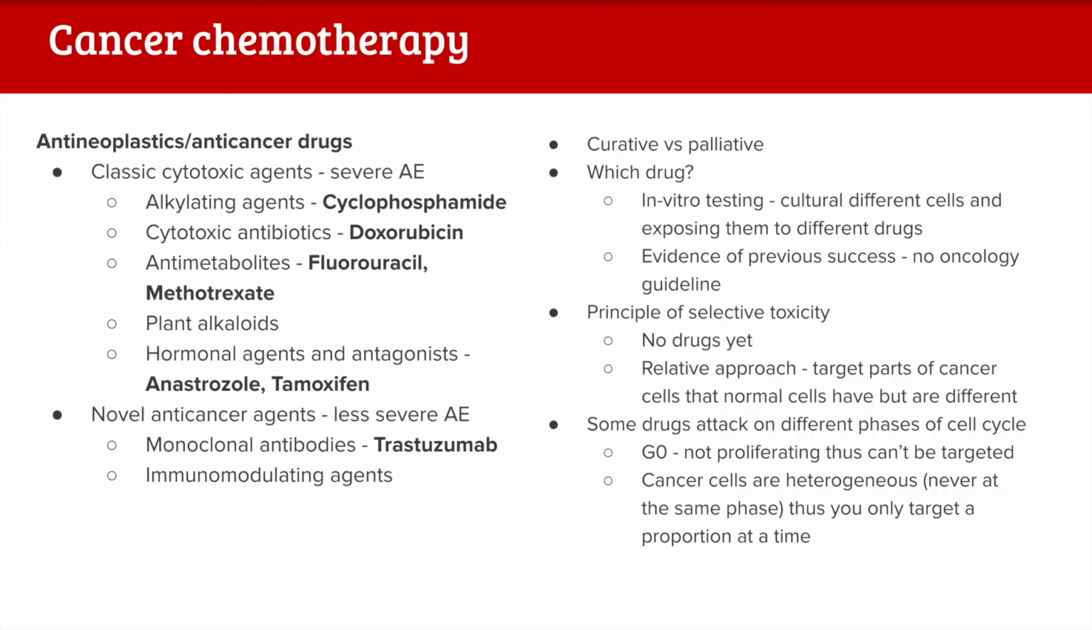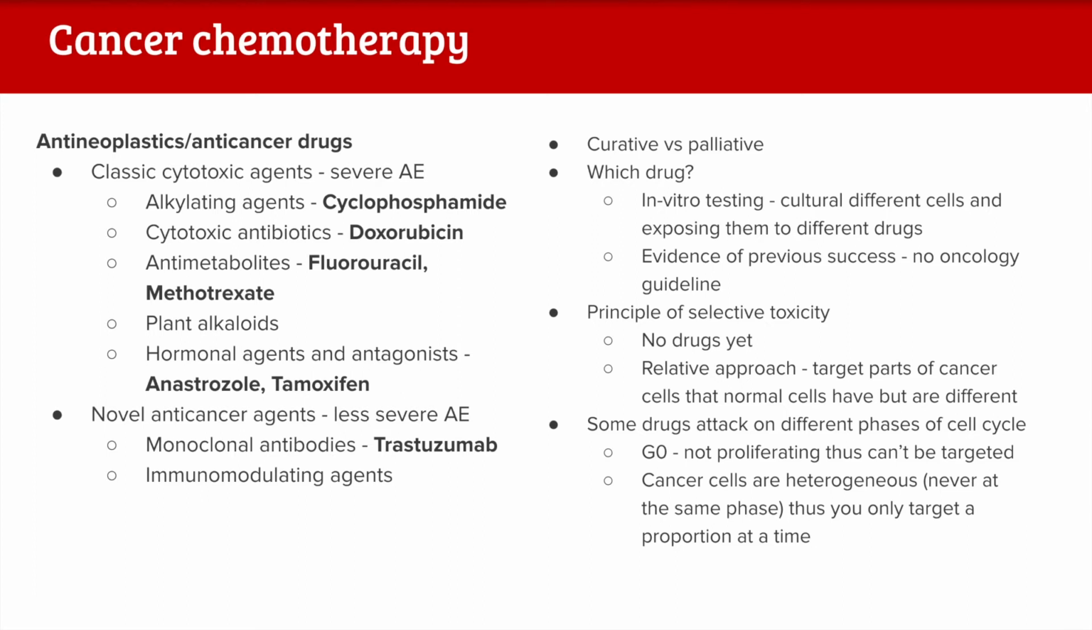So cancer chemotherapy and anti-cancer drugs can also be called anti-neoplastics. Then there are the classic cytotoxic agents. These are drugs that have been around a long time and they're cheap, but they have really severe adverse effects. Then there are novel anti-cancer agents with less severe adverse effects. The ones in bold are the drugs on our core drug list, and I'm going to go over them at the very end.